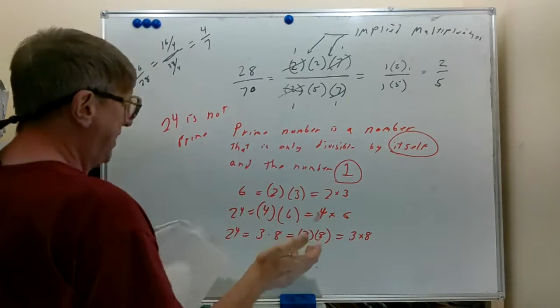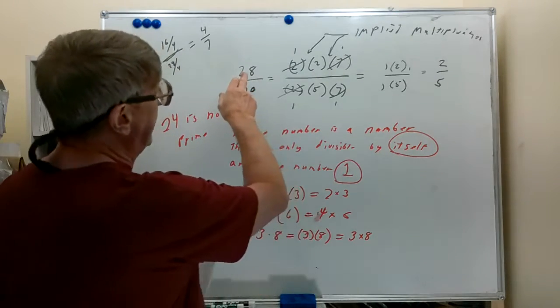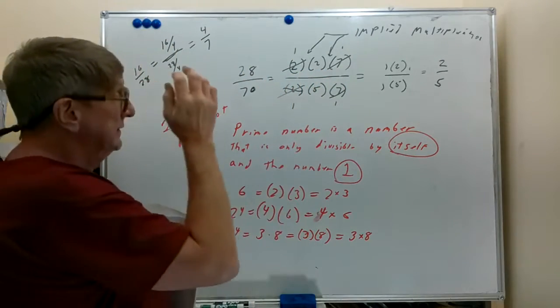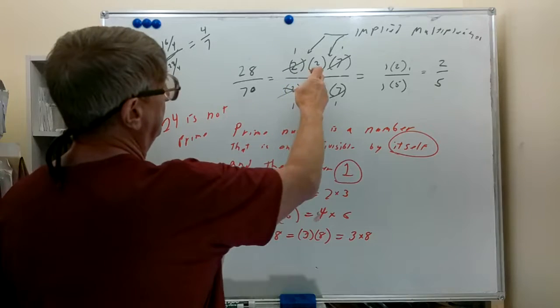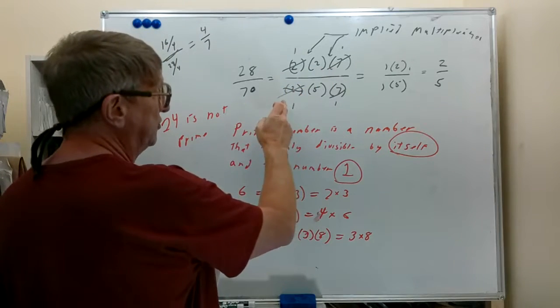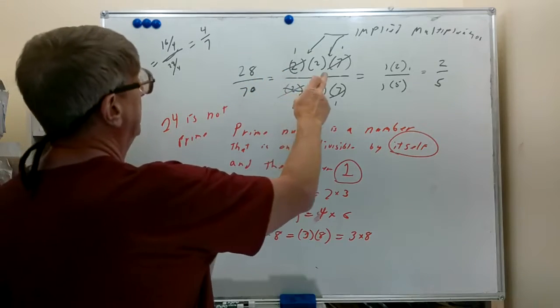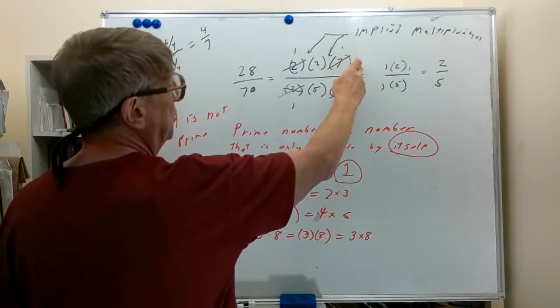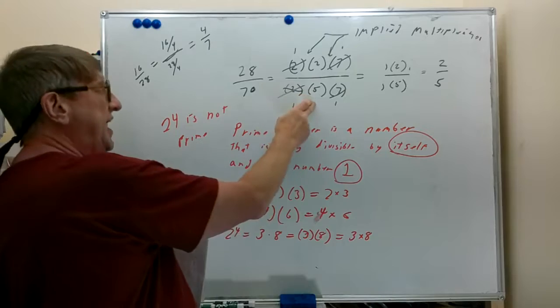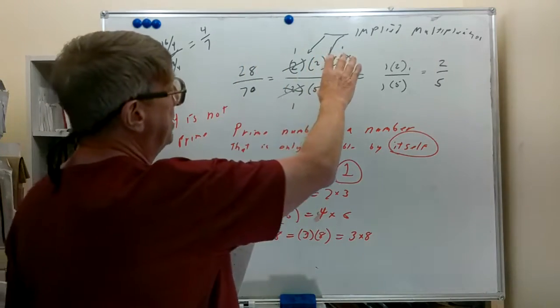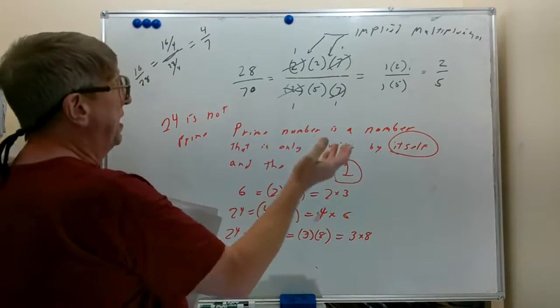Now, why we're talking about prime numbers: up here, 28, we broke it down to 2, 2, and 7, each of which is prime. In 70, we broke it down to 2, 5, and 7. You don't see anything that goes into 2 but 2 and 1, nothing that goes into 7 but 7 and 1, nothing that goes into 5 but 5 and 1. By breaking these all down into prime numbers, we call this a prime factorization.